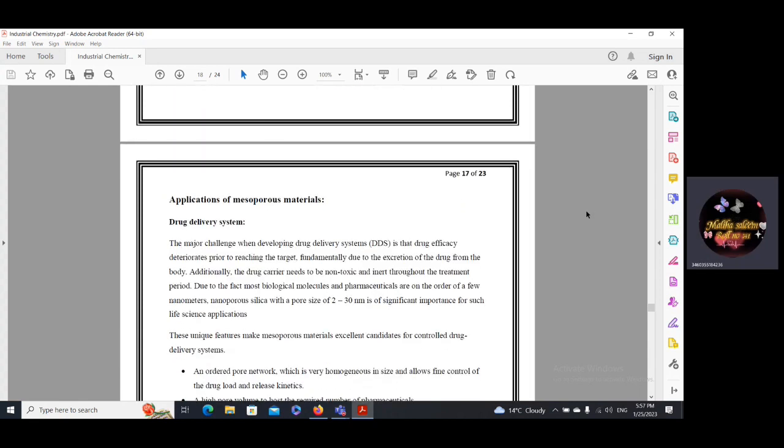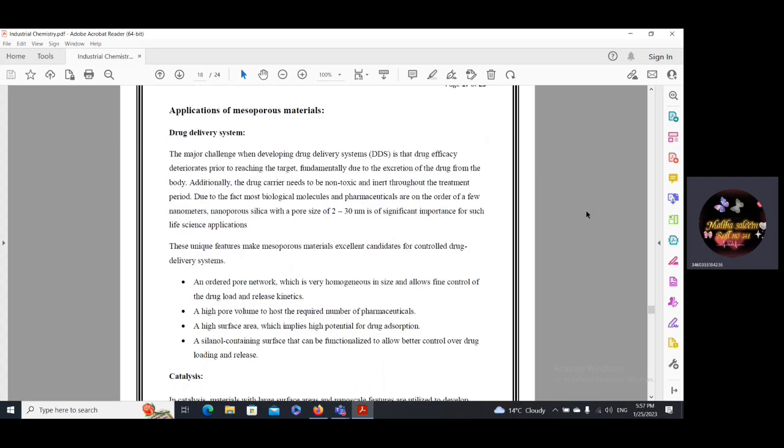Then the applications of mesoporous materials. First one is drug delivery system. The major challenge when developing a drug delivery system is that drug efficacy deteriorates prior to reaching the target, fundamentally due to the excretion of the drug from the body. Additionally, the drug carrier needs to be non-toxic and inert throughout the treatment period, due to the fact that most biological molecules and pharmaceuticals are on the order of a few nanometers.